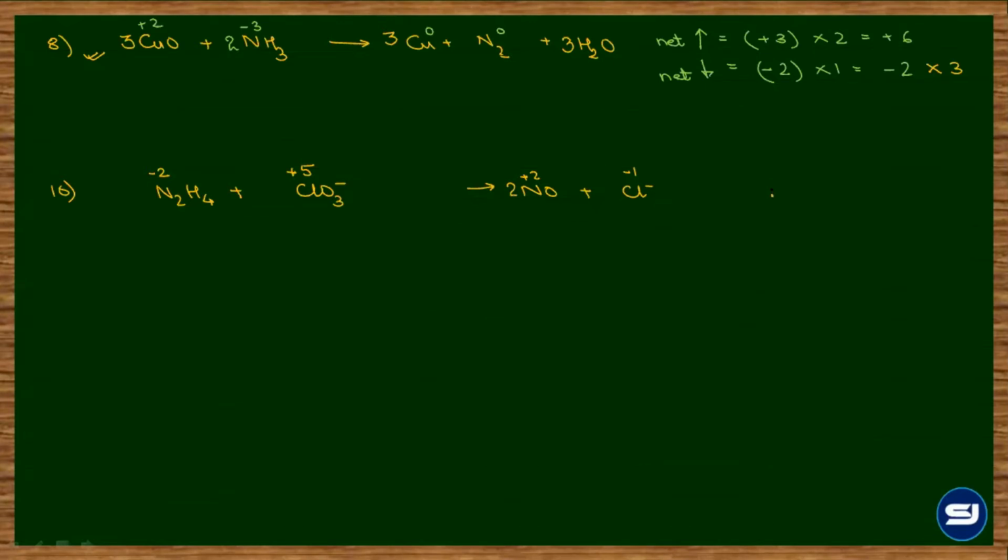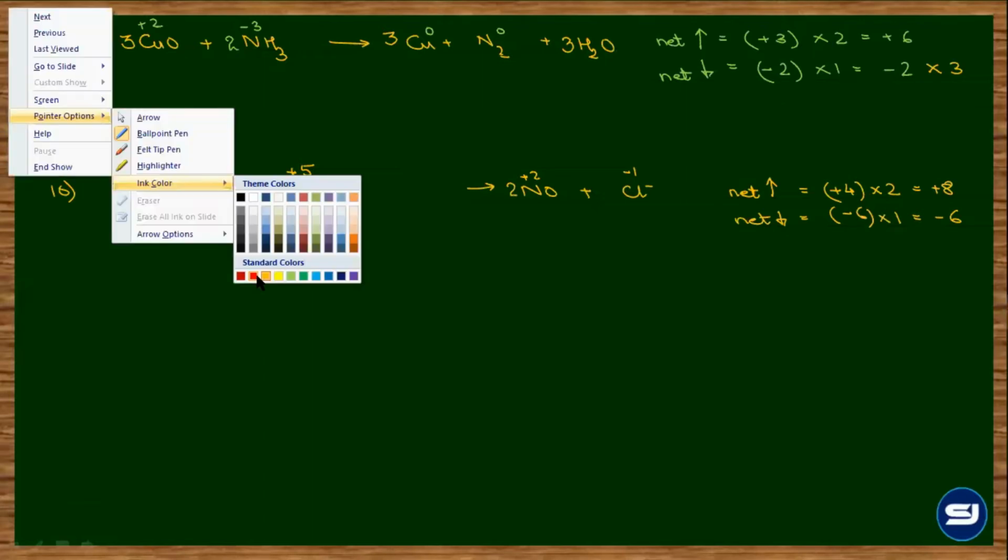ठीक. उसके बाद increase is from -2 to +2, that is +4 का increase, and number of nitrogen atoms undergoing the change are 2, so the net increase will be equal to +8. Net decrease will be for chlorine, which is of -6 per atom into only one atom, so it will be -6 only. Clear यहाँ तक? Yes, sir.